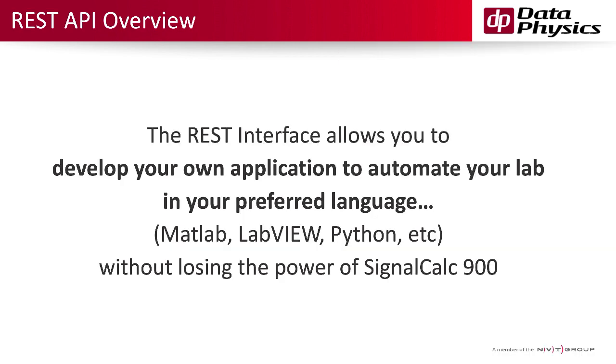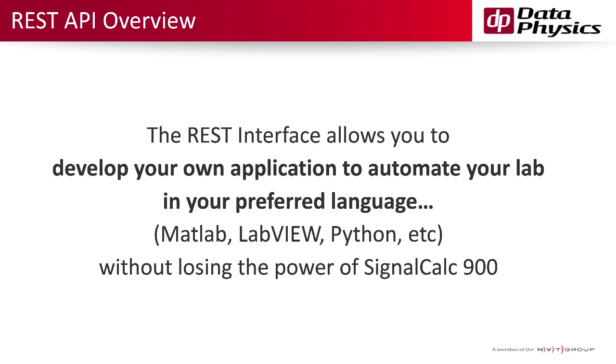So in short, the REST interface allows you to develop your own application to automate your lab. You can write the application in your preferred language, whether that's Matlab, LabVIEW, Python, C, C++, Visual Basic, and you can do all that while still leveraging the power of SignalCalc 900. So all the tools, the bells and whistles that we have in our SignalCalc 900 software suite and the 900 series hardware, you can still take advantage of all that while still having full control of your lab's automation.